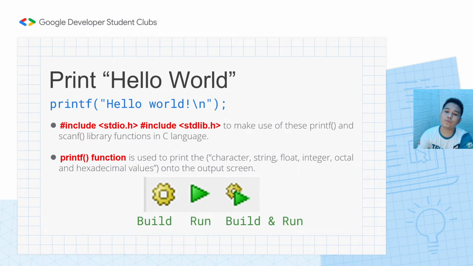So let's say we have installed this IDE. And what we will have to do is to print hello world. So this is the syntax, the blue one. printf hello world \n. You will know about that later. And this semicolon. Include stdio.h is at the top, to make use of printf and scanf library functions in the C language. The printf function is used to print character, string, float, integer, and we will tackle that later.